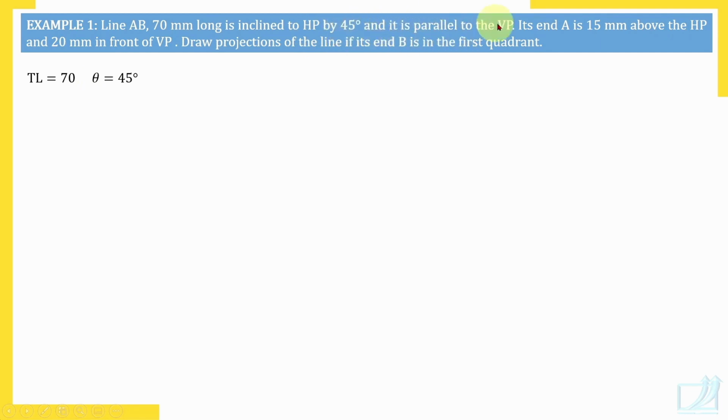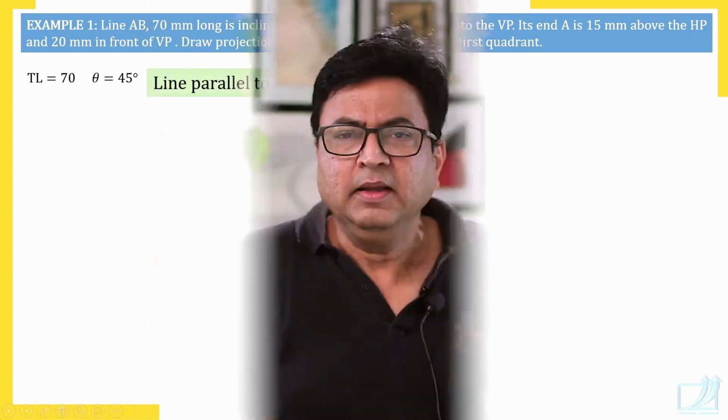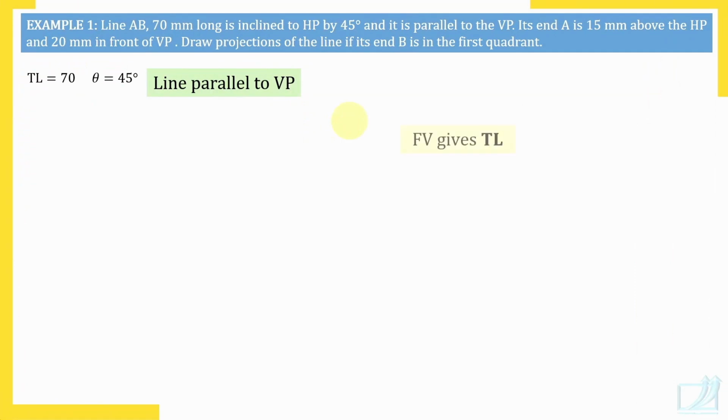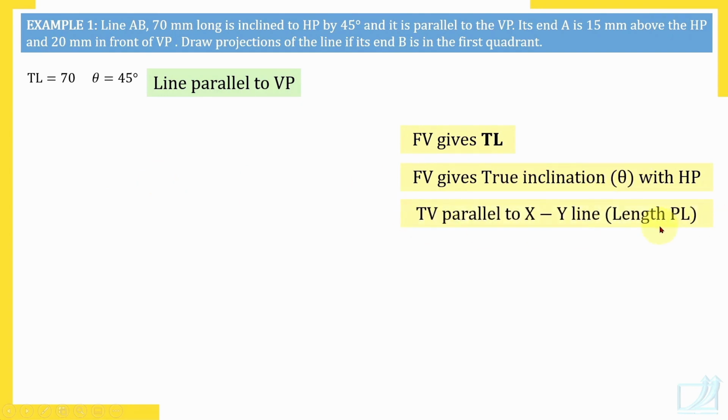And it is parallel to VP. So line is parallel to VP. Now when you read this statement that line is parallel to VP, immediately you should realize that its front view gives true length and true inclination, and top view is parallel to XY line. So we have this information now. Front view gives true length, front view has true inclination theta, and top view is parallel to XY line.